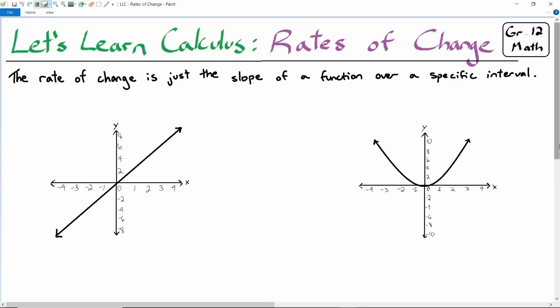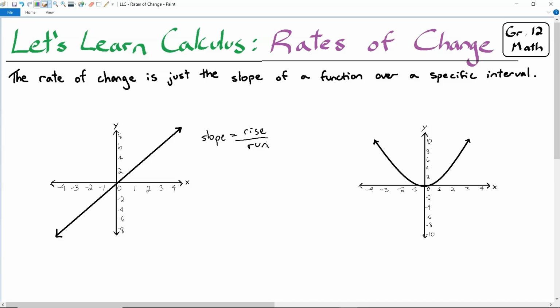Hey everybody, let's continue with this introduction to calculus. Today it's going to be all about rates of change. Now, rate of change, we could really just call that the slope of a function over a certain interval. And I'm sure you're very familiar with the idea of rise over run.